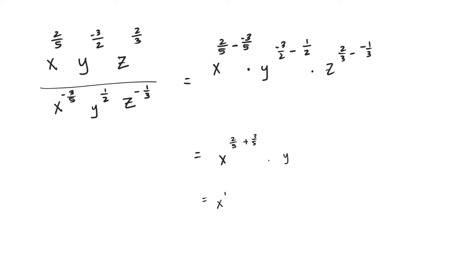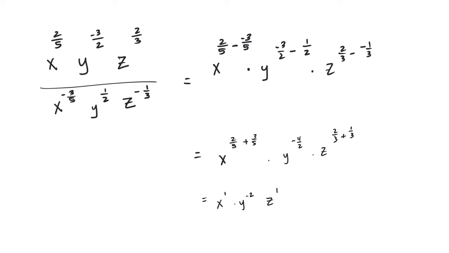My y's, I would have -3/2 minus another half, so that would be -4/2, which simplifies down to y to the -2. And for my z's, I would get that 2/3 minus a negative is the same thing as plus, the opposite of negative, which is positive 1/3. So that would become z to the 3/3, which is just 1.